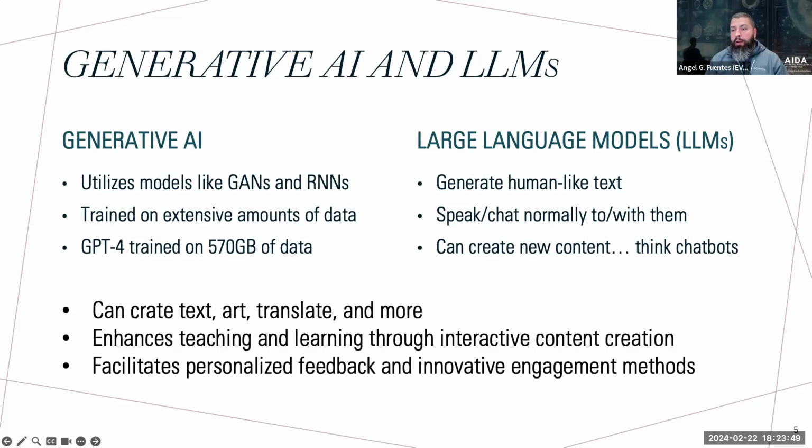Now, large language models, which are something that we're going to discuss in detail today, just really generate human-like text. And that is what we're seeing a lot of, ChatGPT and so on. Most of ChatGPT, there's other parts of it. But you can also speak or chat with it normally. You can also create new content. Think about it like a chat bot. You talk to it like it's a person. And if you don't like the answer it's giving you, go back to it and say, hey, I don't like this. Can you change this sentence? Can you give me 10 more? You're just talking to it like it's a person, and then it'll respond to you.